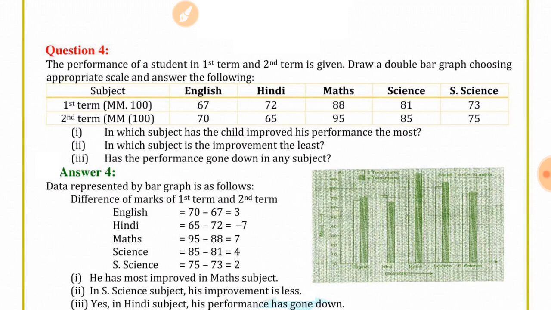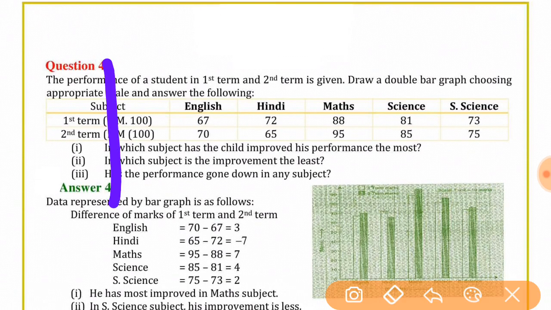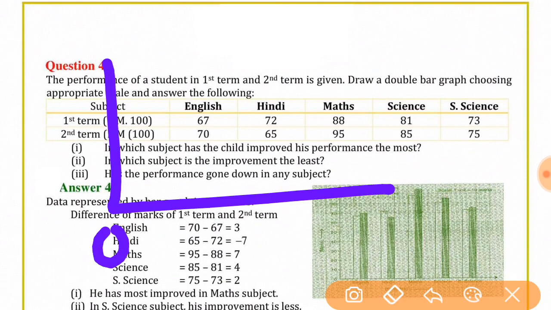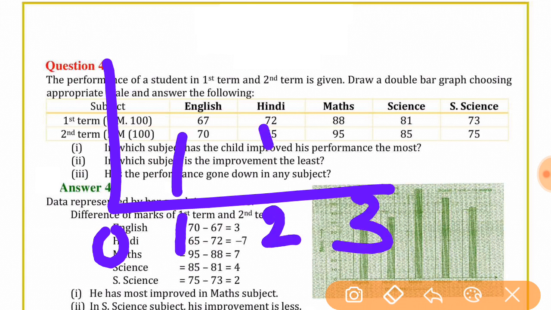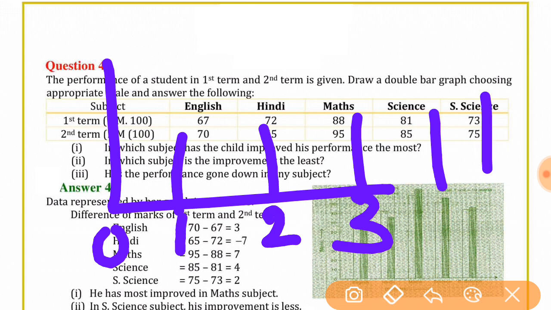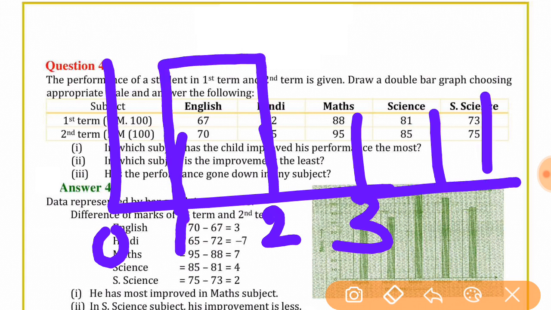Draw a double bar graph choosing appropriate scale and answer. See, actually in a bar graph and double bar graph, what happens? I'll show you how it is. If it is 0, if it is 1, if it is 2, if it is 3. Think of it as centimeters, with thick lines for each centimeter. In a bar graph, what happens? Till 1 centimeter you will do the bar graph.